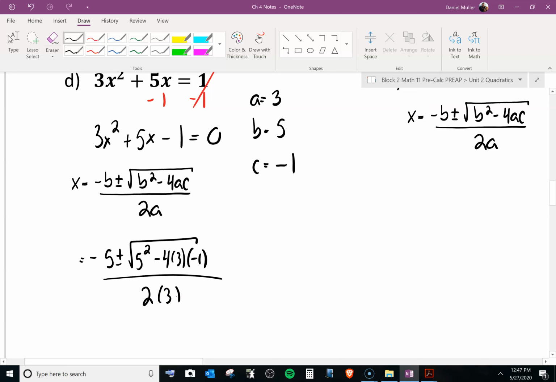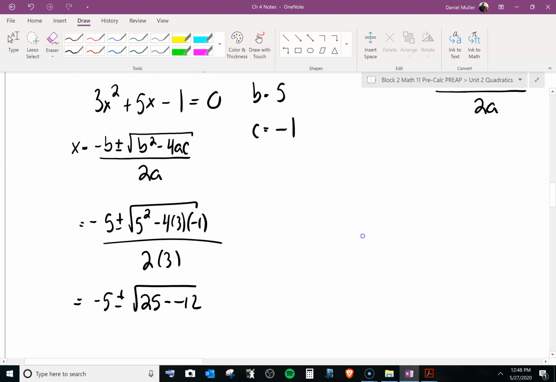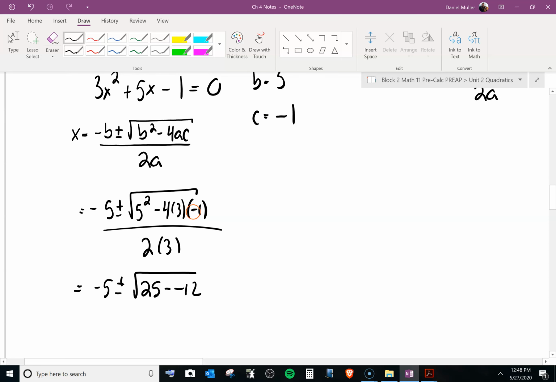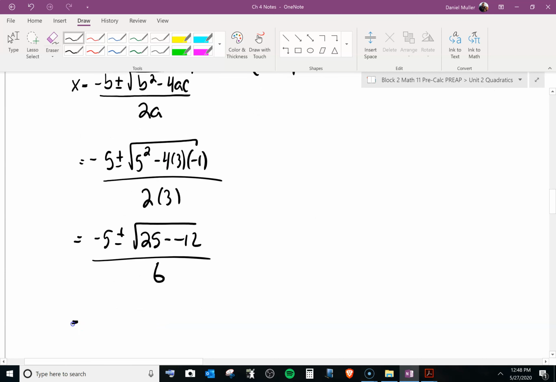So what do I have here? I have a negative 5 plus or minus the square root of 25 minus 4 times 3, which is 12. 12 times negative 1 is negative 12. And so you can see I've got 2 negative symbols here, and that will become a positive. All over 6. Negative 5 plus or minus the square root of 25 plus 12, which would be 37, over 6.